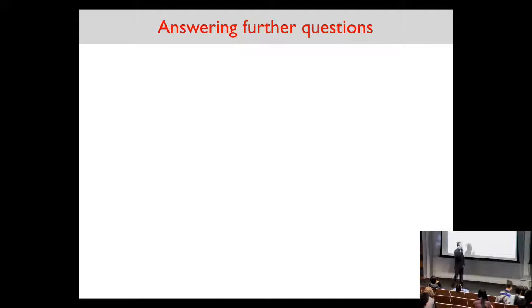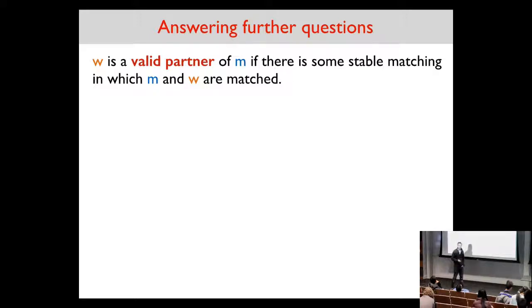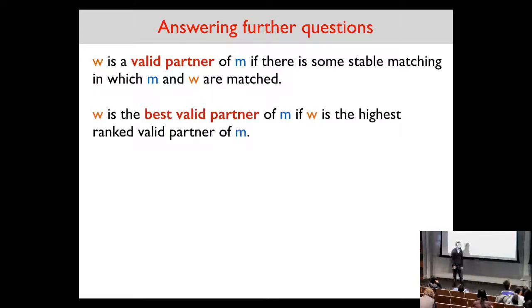Okay. So to answer these questions, we're going to make a couple of definitions. So we're going to make the following definition of a valid partner. We're going to say that W, a woman W, is a valid partner of a man M if there's some stable matching in which M and W are matched. Some stable matching. It doesn't have to be the matching that the algorithm returns. Just look at all possible stable matchings that might exist. If in one of them they are matched, M and W, then W is a valid partner of M.